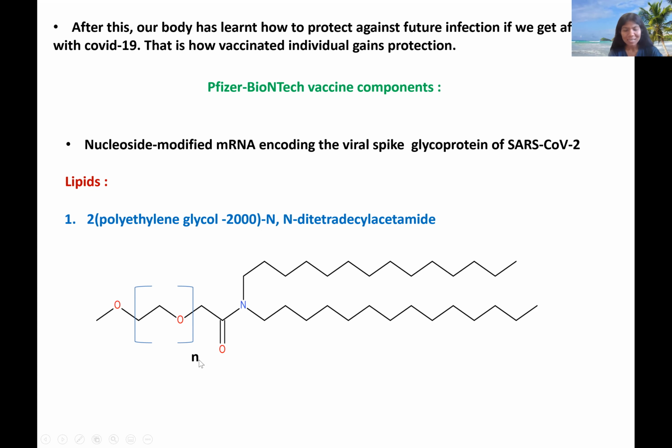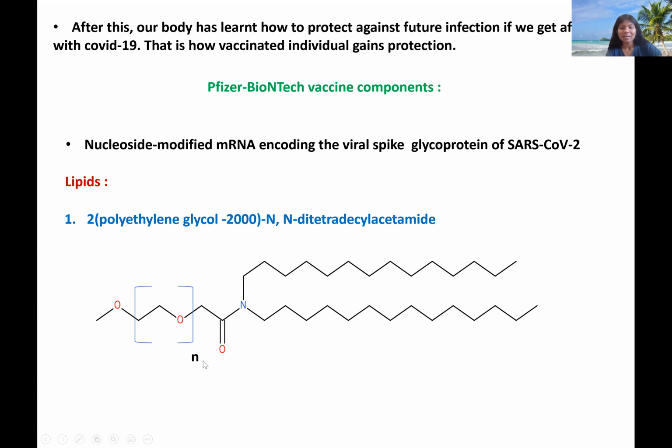So this is basically a polymer. This is the monomer structure, and this N is described as the number of monomer units repeated. So this unit in polyethylene glycol is repeated. PEG 2000 means we have 2000 of this repeating molecule.